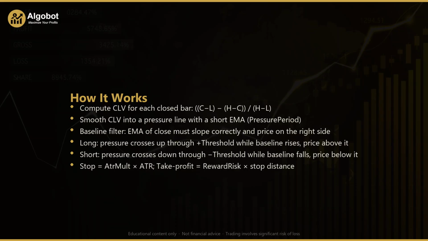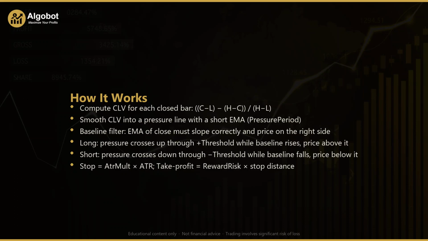Now the entry conditions. A long signal appears when the market is in a confirmed uptrend and the pressure line makes a fresh cross upward through the positive threshold, which defaults to 0.15. In plain terms, buyers have just taken decisive intrabar control while the broader trend is already pointing up.